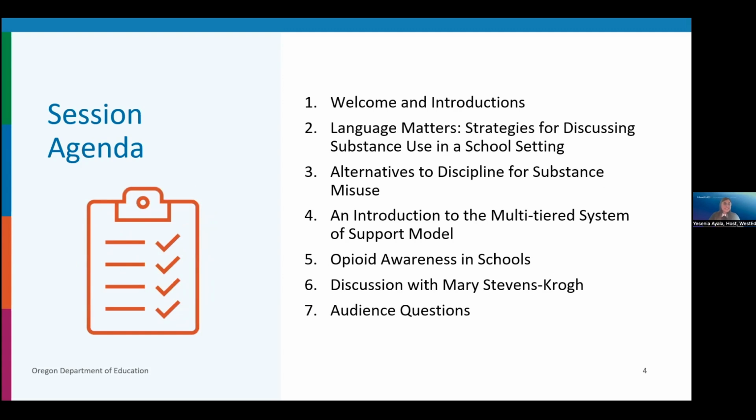So we have a very exciting agenda for today and a lot to cover. We'll start off with some welcome and introductions from our speakers, and we will discuss the importance of language, in particular strategies for discussing substance use in a school setting. We'll also have a section on alternatives to discipline for substance misuse. And we'll include an introduction to the multi-tiered system of support model. We'll also discuss opioid awareness in schools, and we'll have a discussion with Mary Stevens-Crow, who's one of our guest speakers. And then we'll wrap up with audience questions.